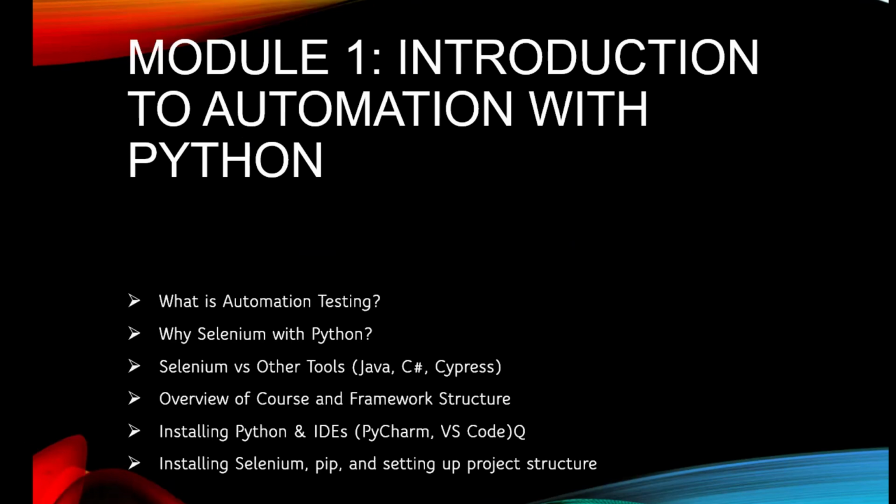In the first module, I'm going to talk about the introduction to automation with Python. In this session, I'll deal with different concepts like what is automation testing, why automation with Python, Selenium and other tools comparison, Selenium with Java, Selenium with C Sharp and Cypress, an overview of the course and the framework structure, installing Python and IDEs like PyCharm and VS Code, installing Selenium, pip, and setting up the project structure. We'll discuss these one by one, as it is the first session. So I'll go with one by one.